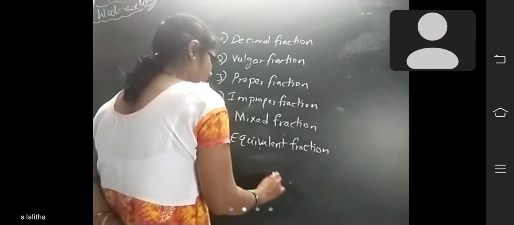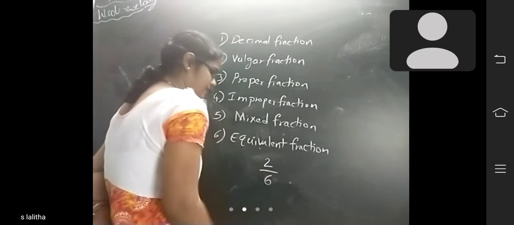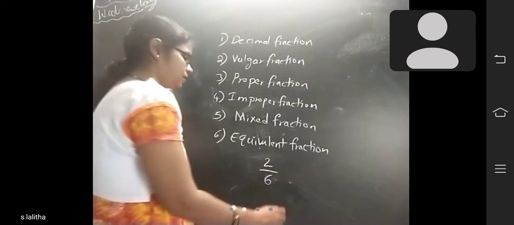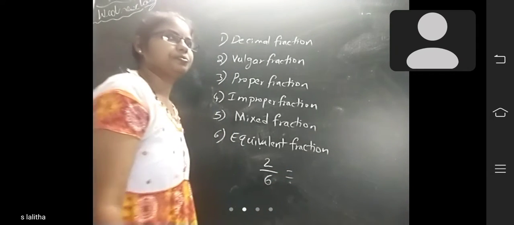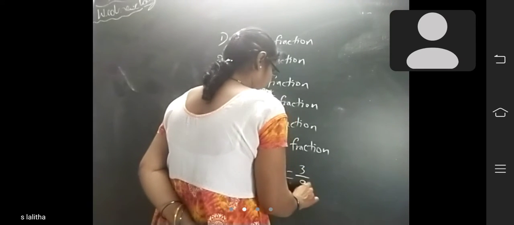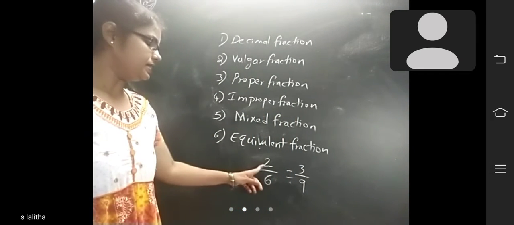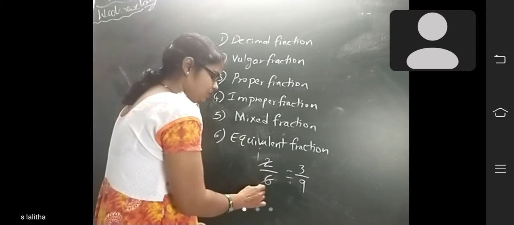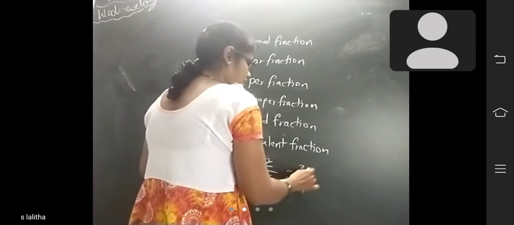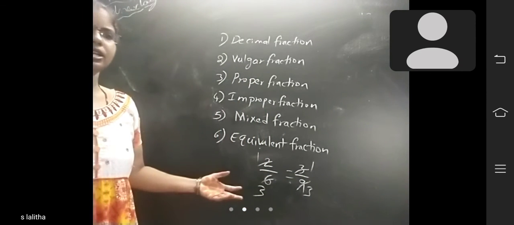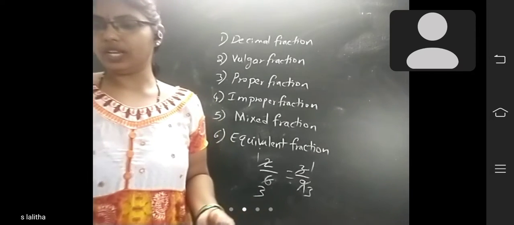Suppose see, 2 by 6 is equal to 3 by 9. Why? 2 ones are 2, 2 3s are 6. 3 ones are 3, 3 3s are 9. Both are 1 by 3 now. Okay. So that is called equivalent fraction.